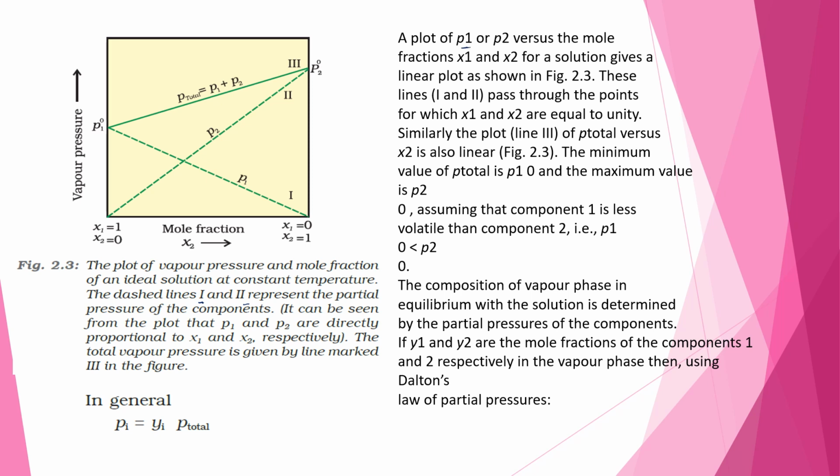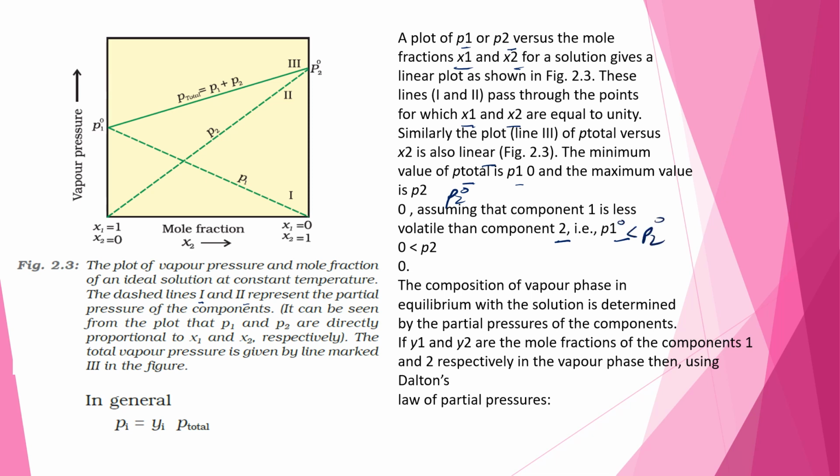A plot of P1 or P2 versus the mole fraction chi1 and chi2 for a solution gives a linear plot as shown in the figure 2.3. These are shown by the dotted lines. These lines pass through the points for which chi1 and chi2 are equal to unity. Similarly, the plot of the line 3 of the P total versus chi2 is also linear. The minimum value of P total is P1 naught and maximum value is P2 naught, assuming that component 1 is less volatile than component 2, that is, P1 naught is less than P2 naught.